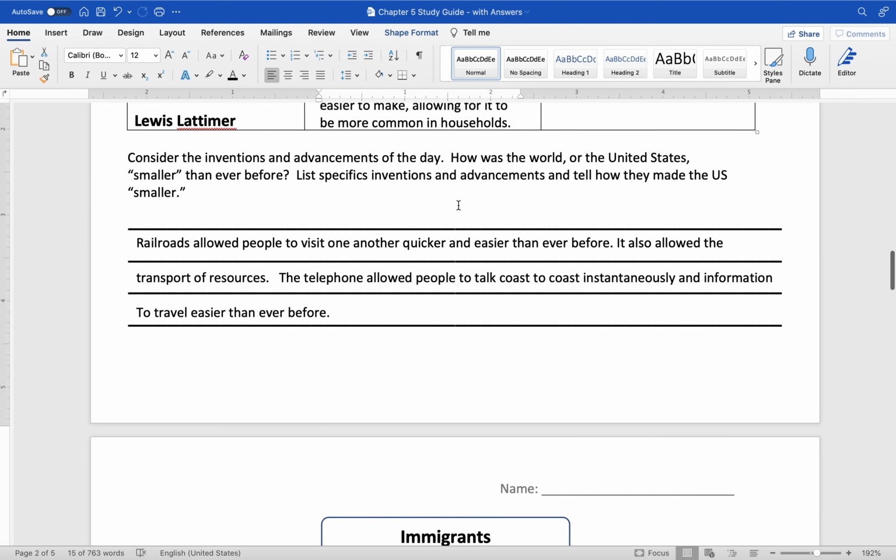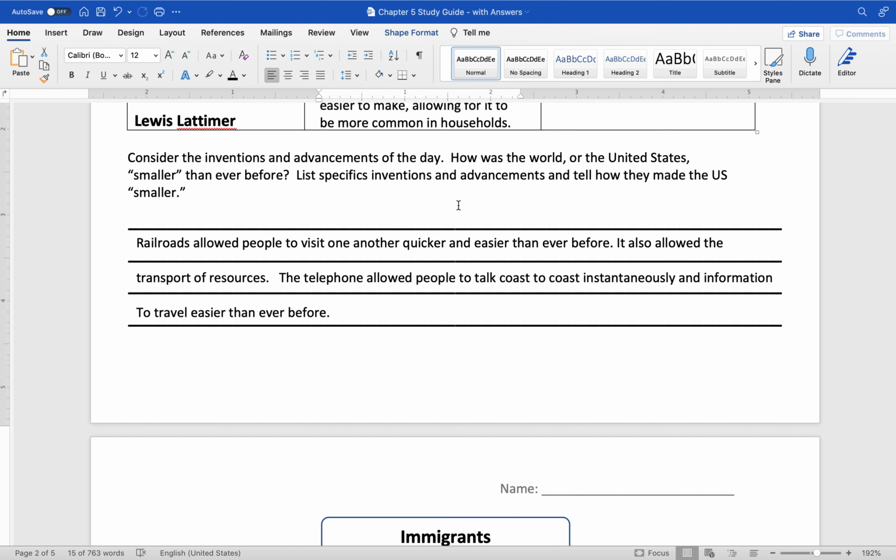How is the world smaller? We talked about what it means to be smaller. The world didn't actually shrink, but if you had a brother who moved out to California, you would never see him again. You'd probably never hear from him again, wouldn't be able to communicate with him, maybe send letters. If you figure out what his address is, he goes out to California, he knows your address, he can send you a letter, and then you can communicate back and forth.